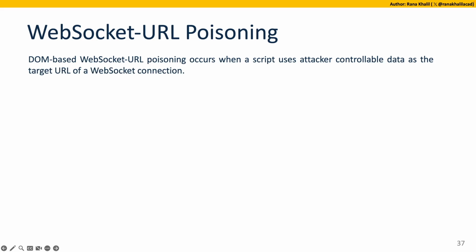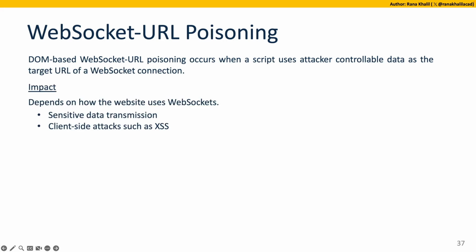This type of vulnerability could allow an attacker to construct a URL that, if visited by another user, will cause the user's browser to open a WebSocket connection to a URL that is under the attacker's control. Now, this could lead to many things, and it really depends on how the website uses WebSockets. If the website transmits sensitive data from the user's browser to the WebSocket server, then the attacker may be able to capture that data. However, if the application renders the data in the browser, then the attacker may be able to use this vulnerability to perform client-side attacks such as cross-site scripting.